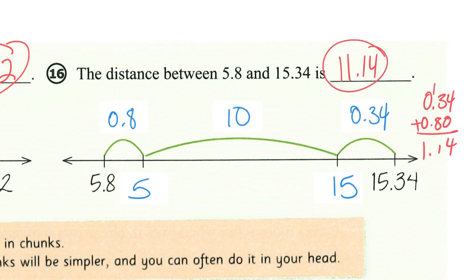In number 16, these are the three distances I ended up having to add together. Now over here, I added together my decimals first, just because I noticed that that's going to be a little more challenging. So that was 1.14. Add that to 10, my total distance is 11.14.